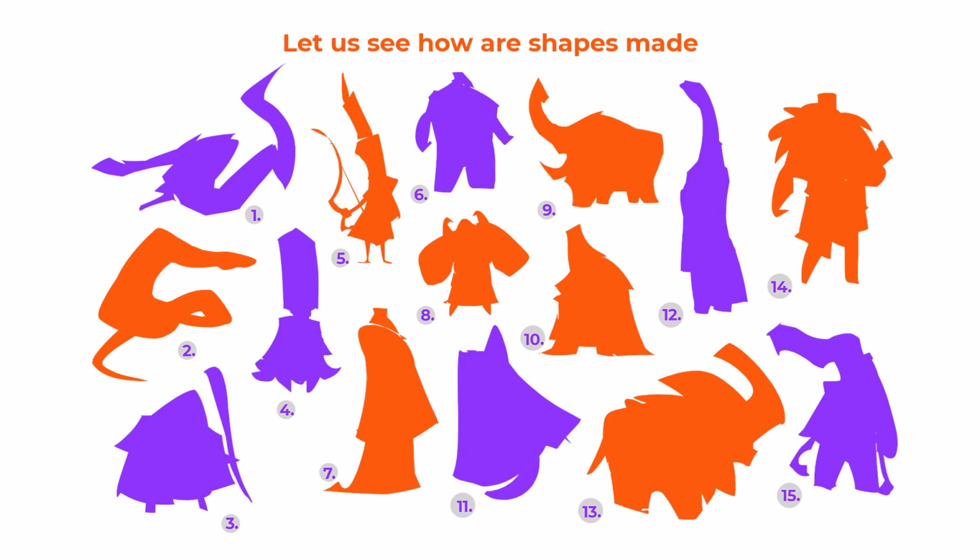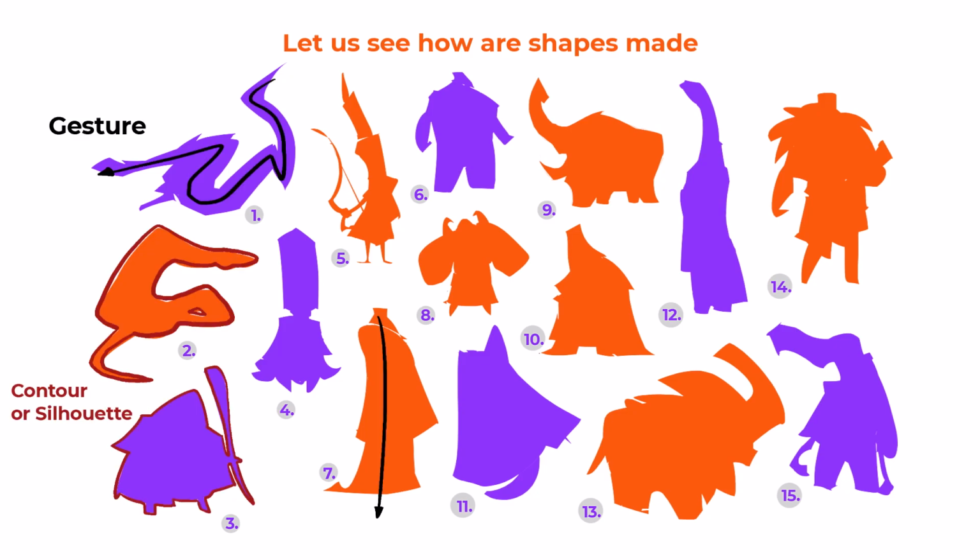We are built to see something in these shapes, and they are built with one thing in mind, to search and explore our mind. These starting shapes have two main qualities. We usually focus on gesture and contour or silhouette.